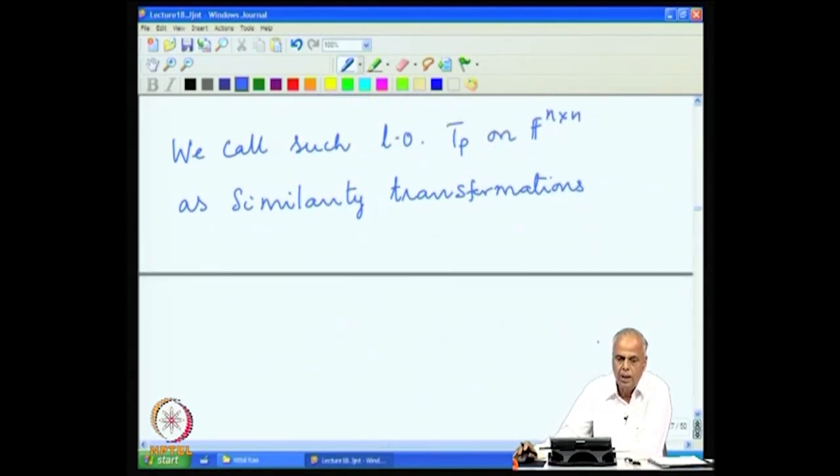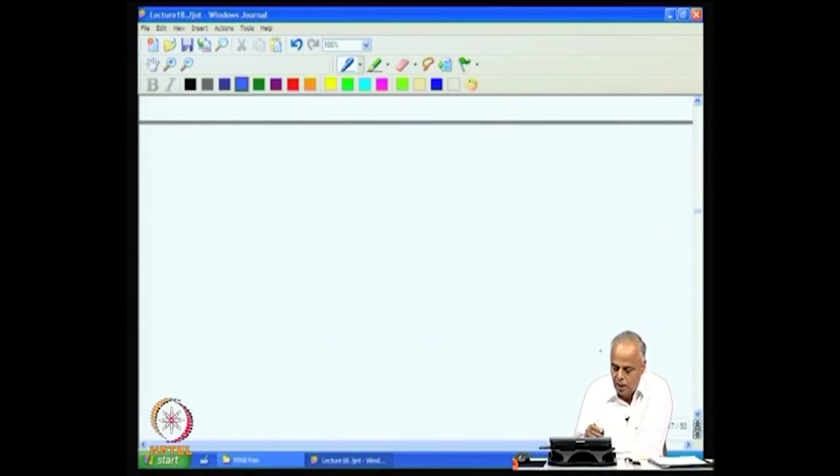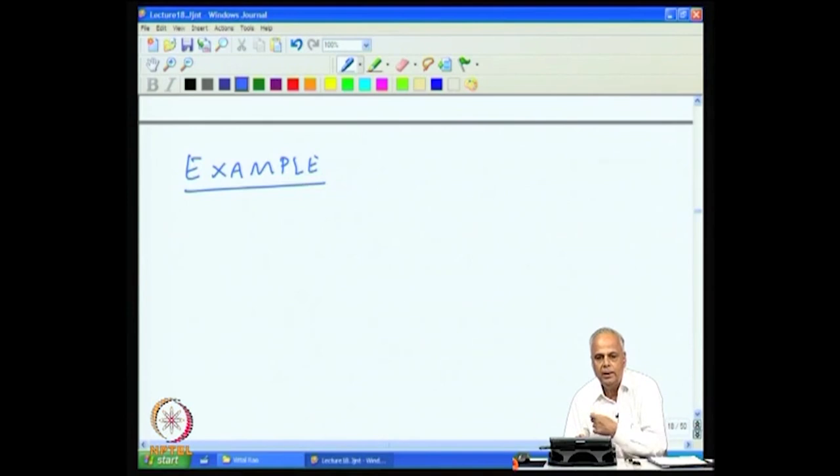We can generalize slightly these notions for rectangular matrices as well. So, let us look at the next class of examples. These are the class of examples which will come into play in getting the answers to the various questions that we raised about matrices and linear systems of equations.